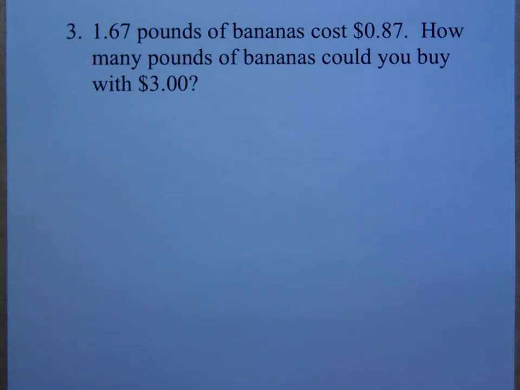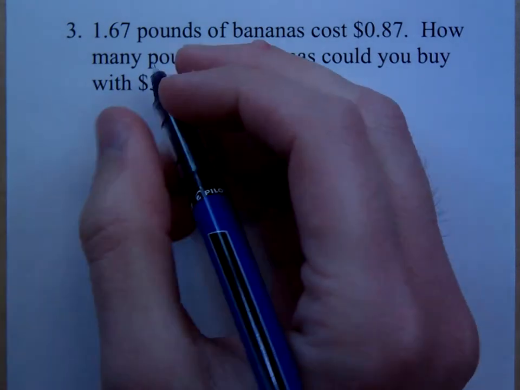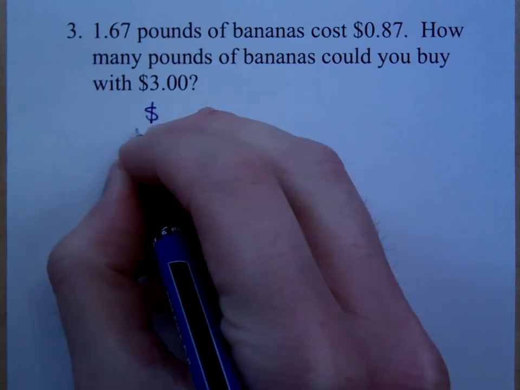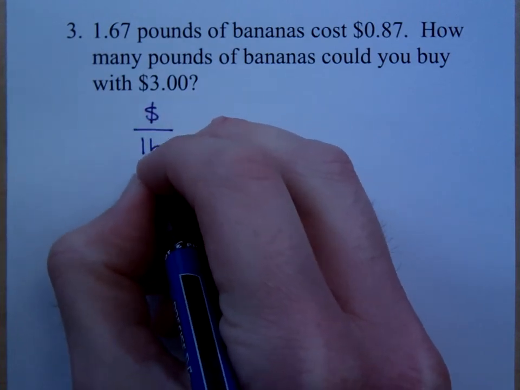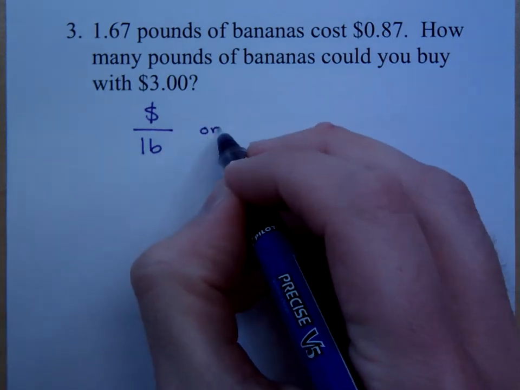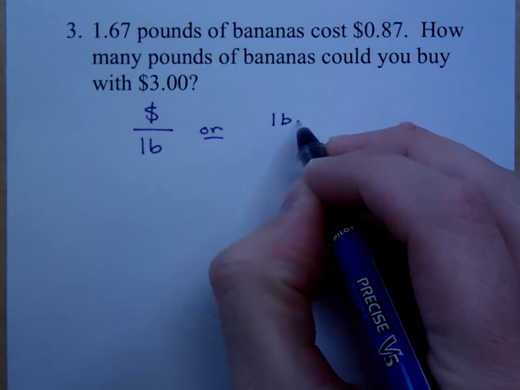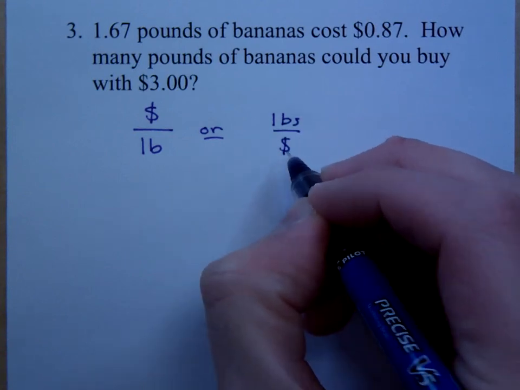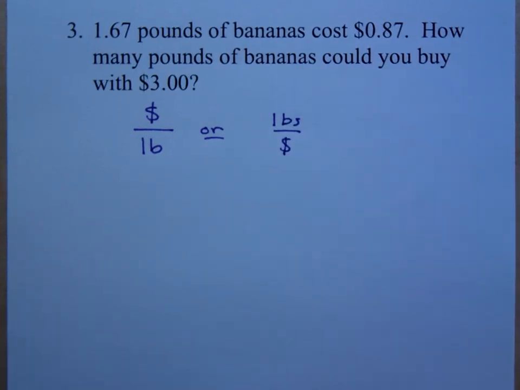Do you understand what you're setting up here? You've got a couple of ways of setting this up. Now I'm going to set it up in the way that makes the most sense to me, which is typically dollars per pound. This is how I'd be setting mine up. How about you guys? You can do it this way, or you can do the pounds per dollar. It doesn't matter at all.